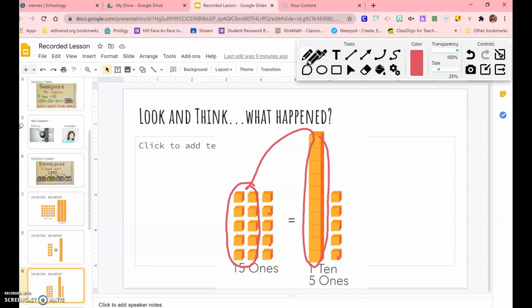So that's 15. So I can compose 10 ones to make into 1 ten. I could not compose 5 ones to make another 10. That's going to help you a lot, especially when we start regrouping. Okay? So again, I compose 10 ones, these 10 ones, to make into that 1 ten. Okay, 10 ones has the same value as 1 ten. 5 ones is the same as 5 ones, but it's still equivalent. 15 ones is equivalent to 1 ten and 5 ones, I mean.